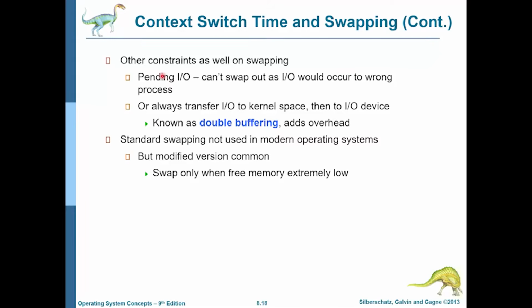But modified versions of swapping do exist, in which you don't swap out entire processes, you choose to only swap out parts of the process. And we can see how this is done in the context of paging, in which we can swap out parts of a process and then bring them back as and when the process needs those so-called pages.